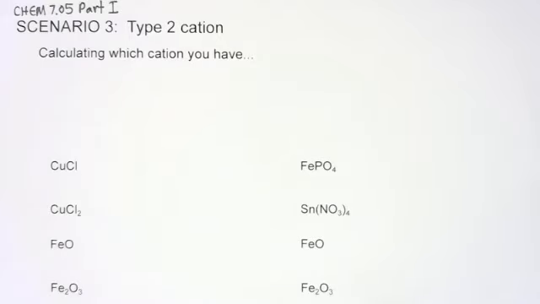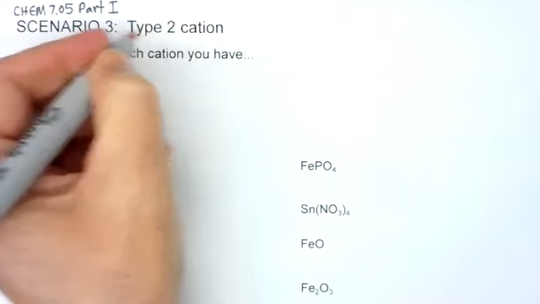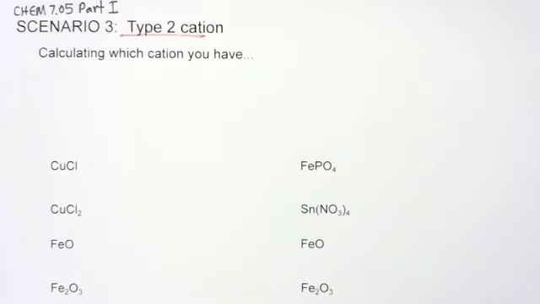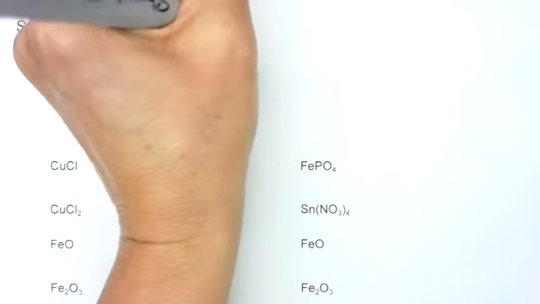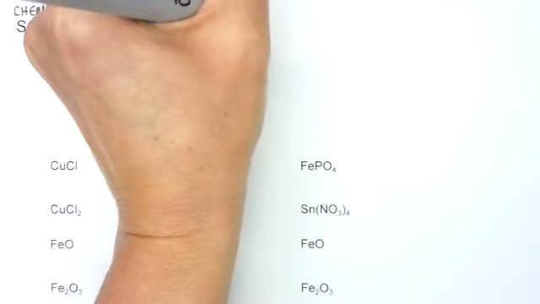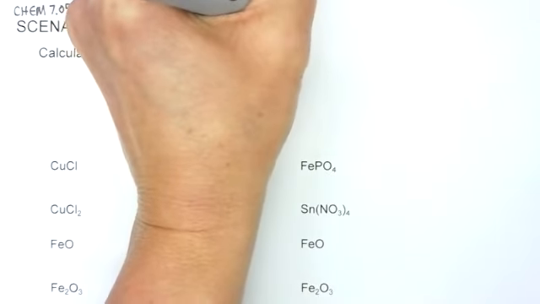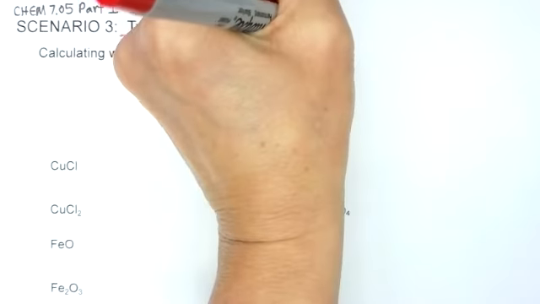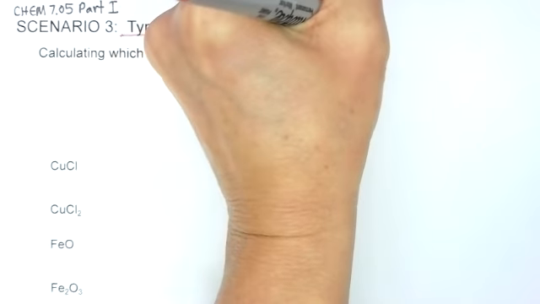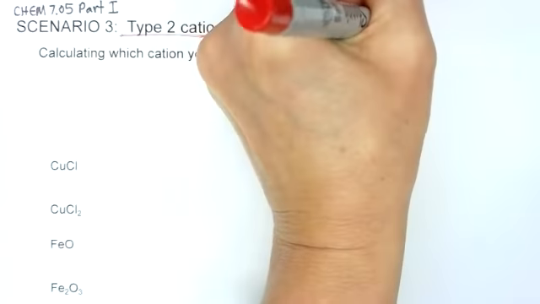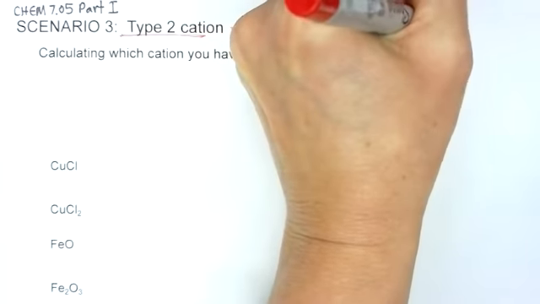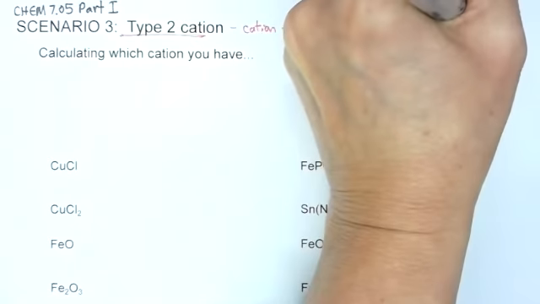All right, this is chemistry lesson 7.05, and we are on part 1 of 2 parts. So in this series, we're dealing with type 2 cations. And remember, we said way back when that a type 2 cation is a cation with more than one possible charge.